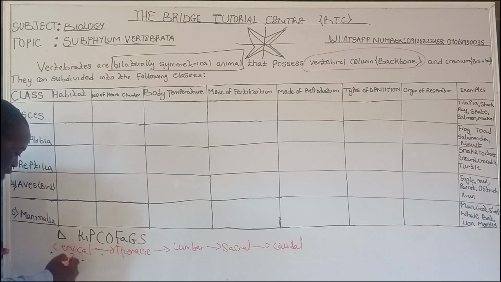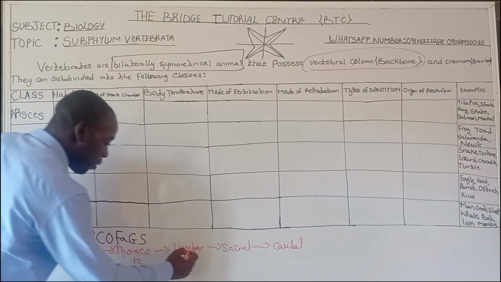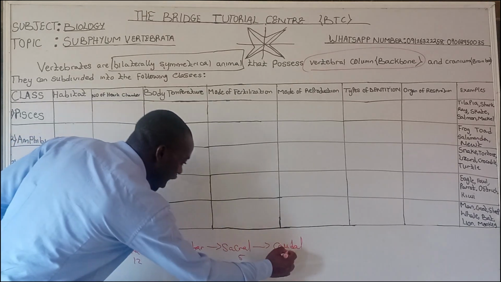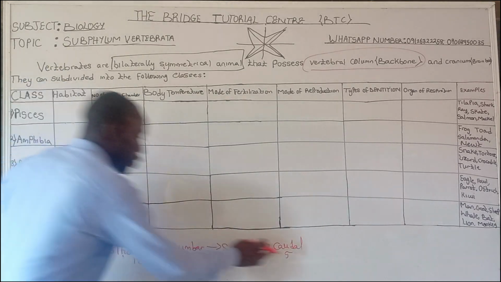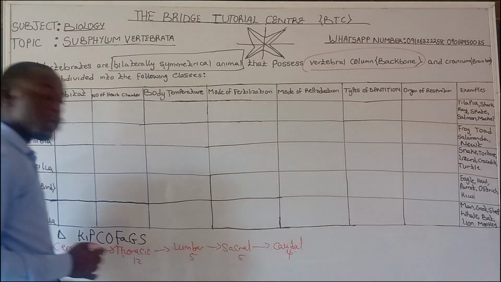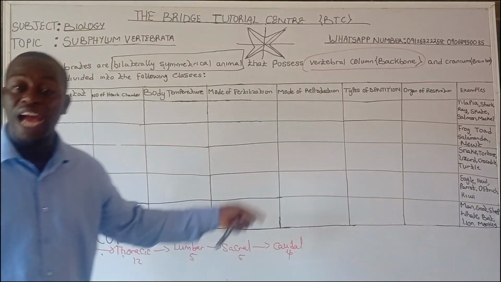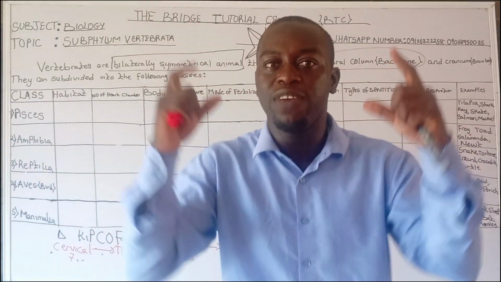The cervical vertebrae are 7 in number. The thoracic are 12 in number. Lumbar is 5. Sacral is 5. Caudal is 4. So don't forget the formula: 7, 12, 5, 5, 4.